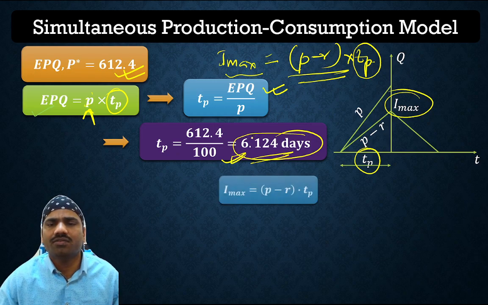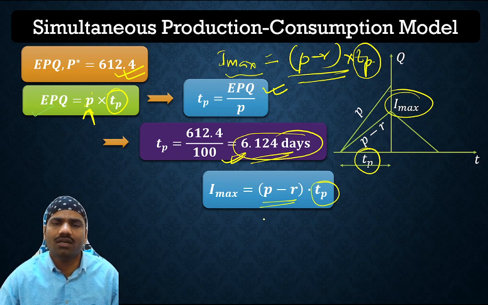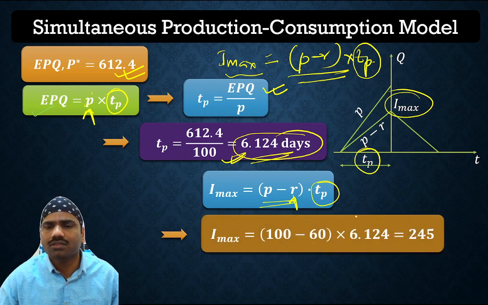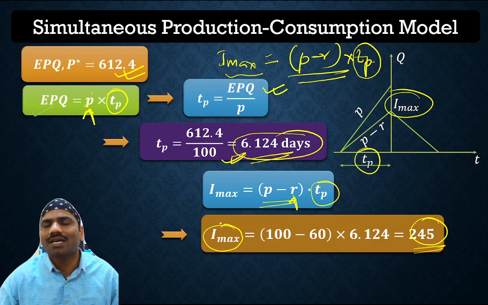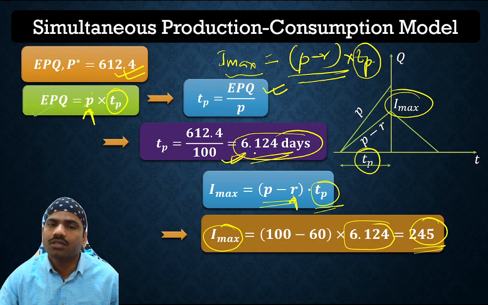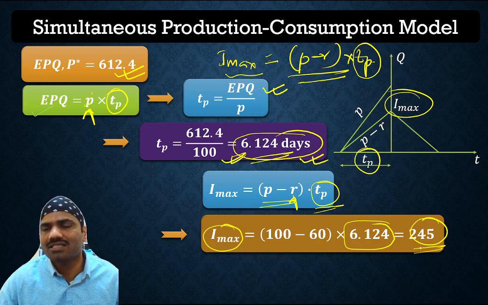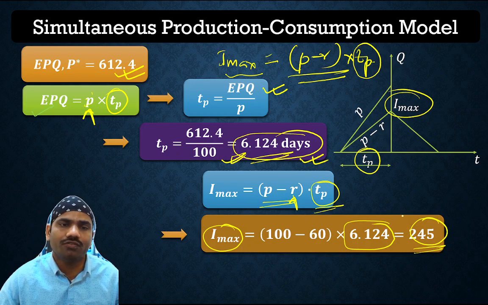Now the maximum inventory will be the production rate minus the consumption rate, into the production time. Production rate is 100 and consumption rate is 60, so that is 40 into 6.124. This gives you around 245. So the maximum inventory we are going to store is 245. This is for one production run, with 6.124 production days. So per production run, the maximum inventory is 245.